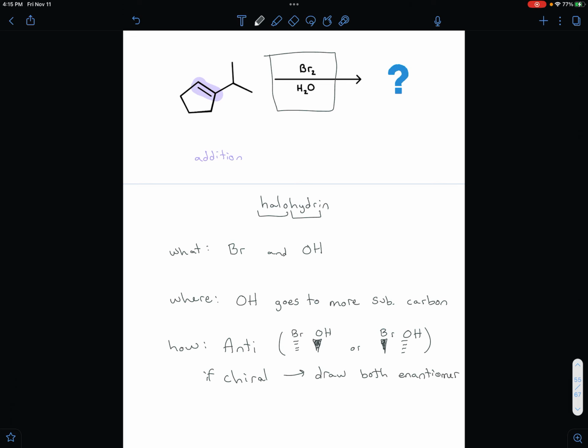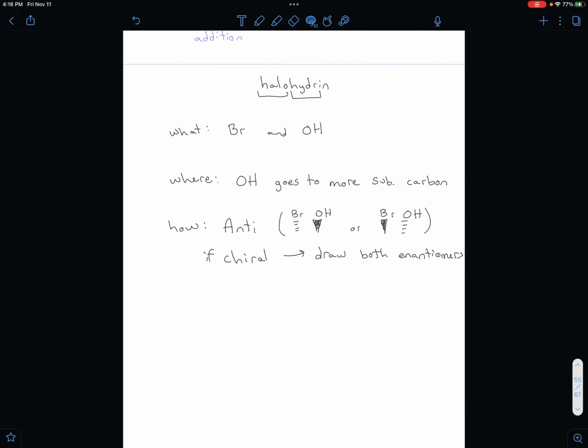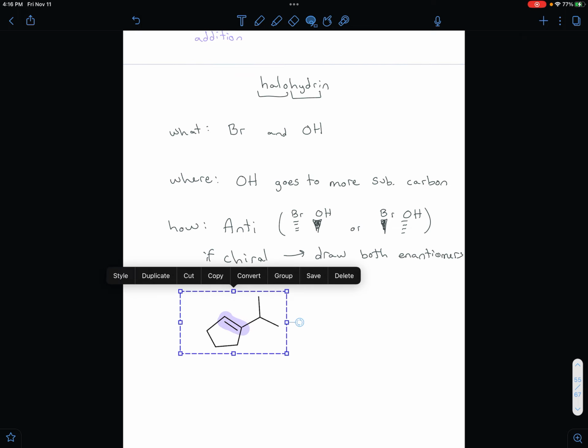Because the original molecule is flat. These carbons in the double bond are trigonal planar. They're sp2 hybridized and trigonal planar, so they're flat. And so the reaction can happen with equal likelihood from both directions. And so you end up getting both enantiomers when you do the reaction. Okay, so let's apply those ideas to this specific molecule.